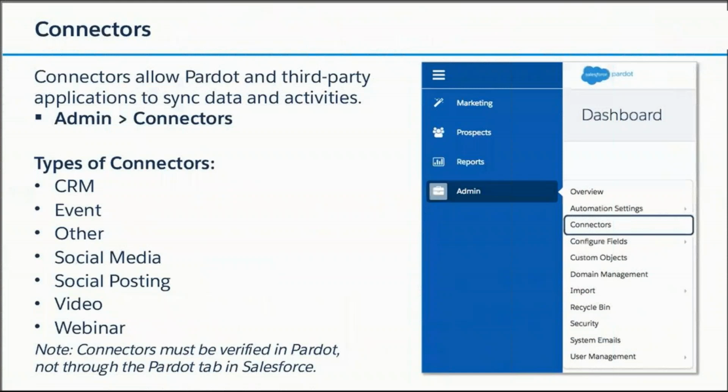There are other third-party apps which are not in this section. If you want to connect those, you have to use the Pardot API. Note, connectors must be verified in Pardot, not through the Pardot tab in Salesforce. If you enable single sign-on, you can log in to Pardot through Salesforce. Under that, if anyone is using the tab under Salesforce, you can't verify the connectors through Salesforce. You have to verify by logging into Pardot only.